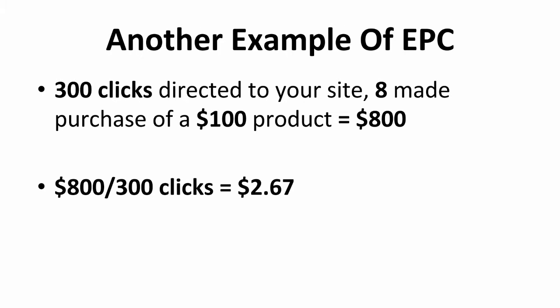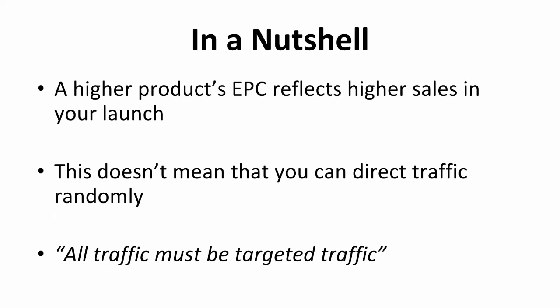For a bigger picture of EPC, let's go through it with another example. If you direct 300 clicks to the website, and 8 of them make a purchase of $100 per product, your sales would be $800. With the EPC formula, the sales here is $800, and the number of clicks here is 300. After dividing, you'll get $2.67. That amount is the EPC. Easy. So in a nutshell, a higher product's EPC reflects higher sales in your launch.